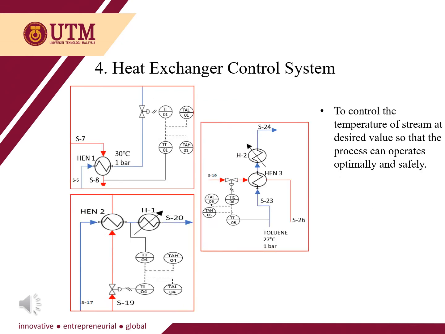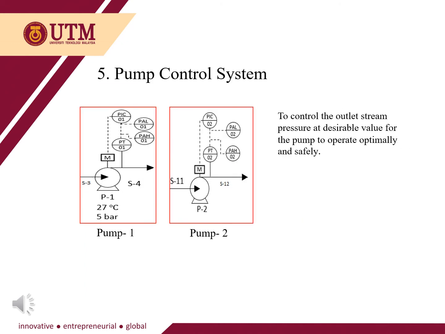Move on to the heat exchanger control system. It is used to control the temperature of the stream at the desired value so that the process can operate optimally and safely. So what does TT mean? It indicates temperature transmitter, while TI indicates temperature indicator, TAH indicates temperature alarm high, and TAL is temperature alarm low.